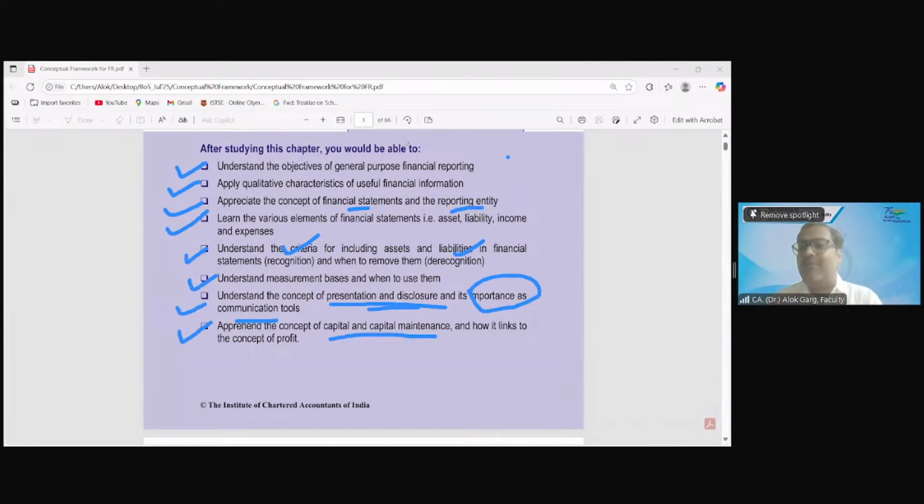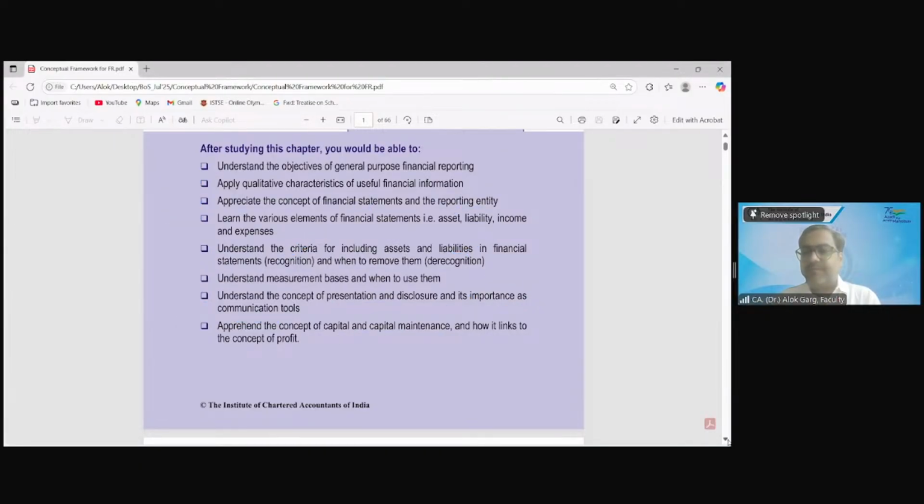For example, components of the financial statement, elements of the financial statement, meaning of the reporting entity, purpose of the financial reporting, right? Recognition, measurement, presentation, disclosure. So this framework guides you on how an asset and liability is going to be recognized and de-recognized. What are the measurement bases? What is the importance of presentation and disclosure? The concept of capital and capital maintenance, right? So these are the things which we are going to discuss in detail, right? Shall I move on?